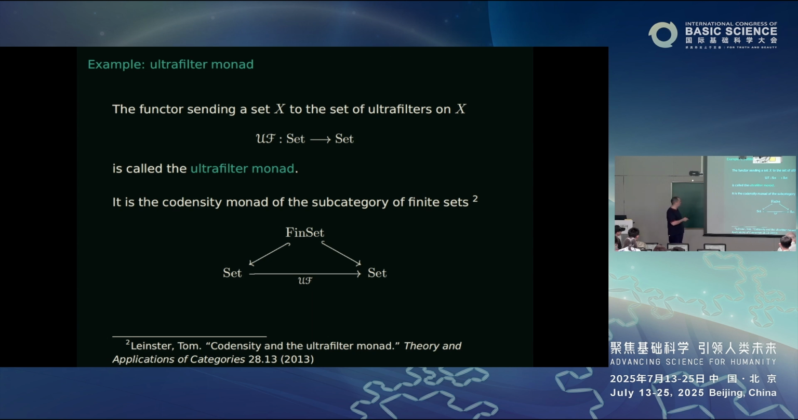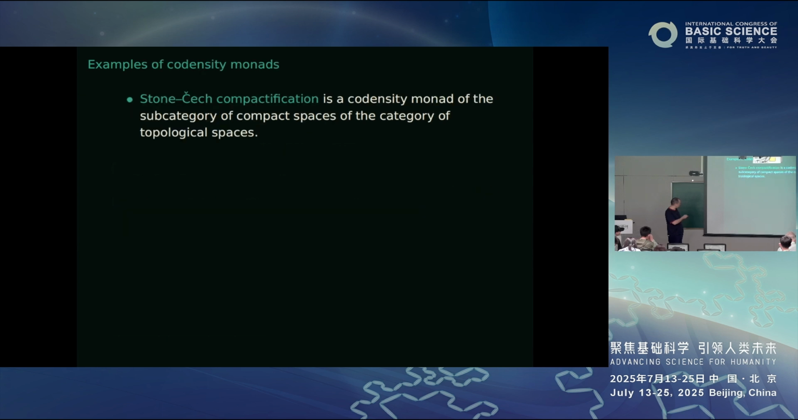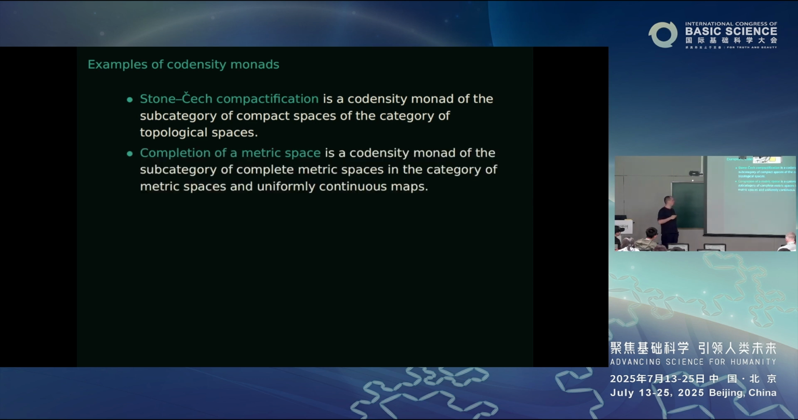And actually, I wanted to tell you about the Stone-Čech compactification because of this relation. And Stone-Čech compactification is, of course, a codensity monad of the subcategory of compact spaces inside of the category of full topological spaces. In part, and on discrete sets, it coincides with the previous guy. And completion of a metric space is a codensity monad of the subcategory of complete metric spaces. Or if you prefer, you can use uniform spaces.